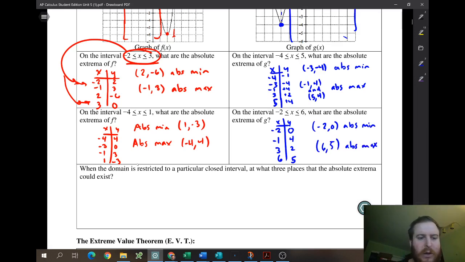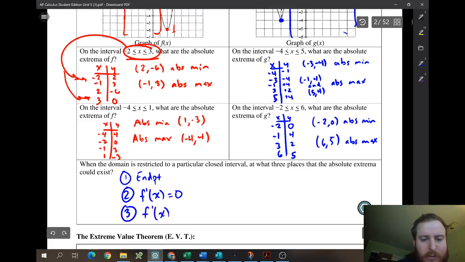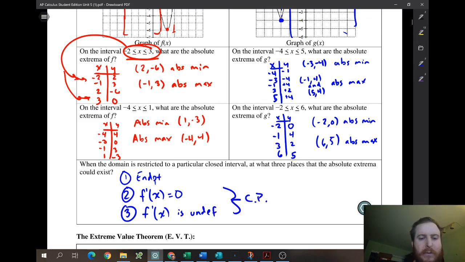And so we have this question: when the domain is restricted to a particular interval, at what three places could that absolute extreme exist? And it's that same thing. Number one, it could exist at an endpoint. Number two, it could exist when f prime of x equals 0. And number three, it could exist when f prime of x is undefined. And so these are our critical points. So essentially they can exist at critical points or at endpoints.